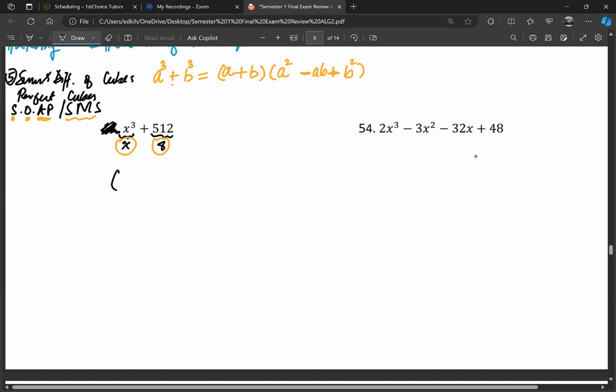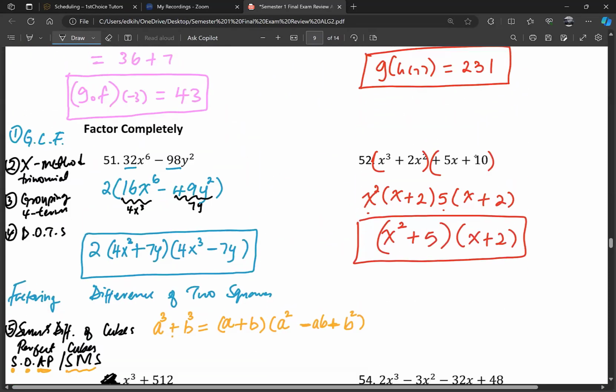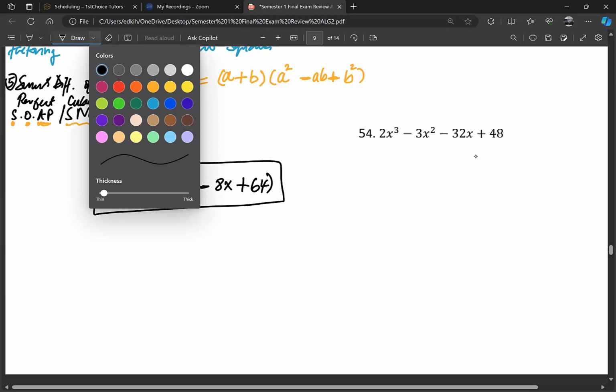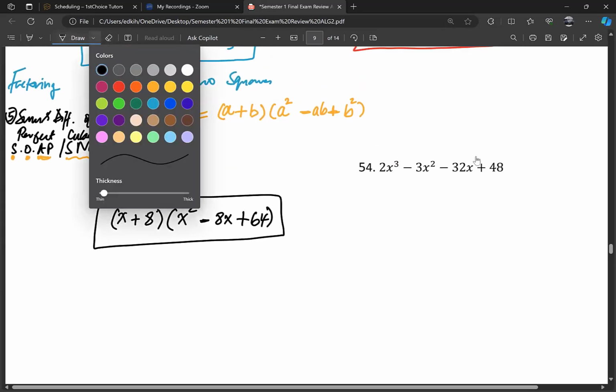We know that we have a binomial and we have a trinomial. It's a positive, so same sign, opposite sign, always positive. So this will be x and 8 squared, multiplied, squared, because 8 times 8 is 64. And that is the end of this question. You cannot go further. We're just being asked to factor, so we'll stop there. That's it.